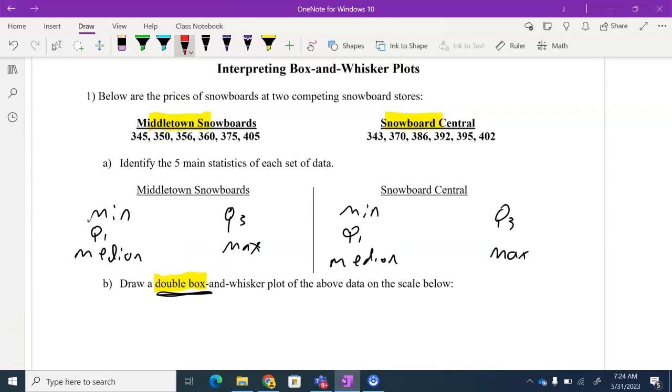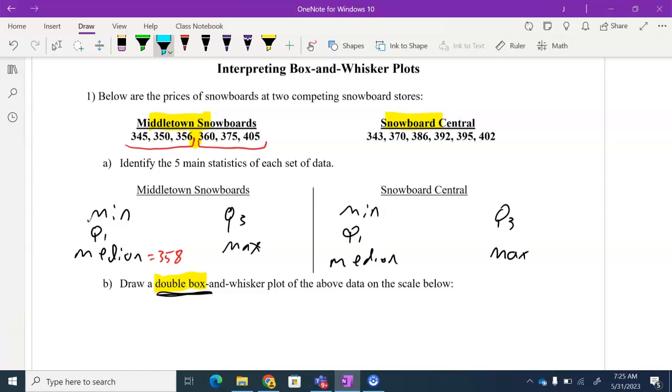So you take a look at this Middleton, put them in order. It's already in order, which is good. Remember to split your data in half. That means you got three numbers here and three numbers here. The median is the middle of those two numbers right here. That's the median. So what's in the middle of that? The way you do that, you have to add the two numbers and divide by 2. If you add 356 plus 360 and divide by 2, you end up getting 358. So that's 358.